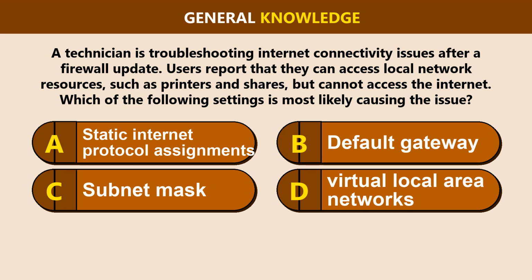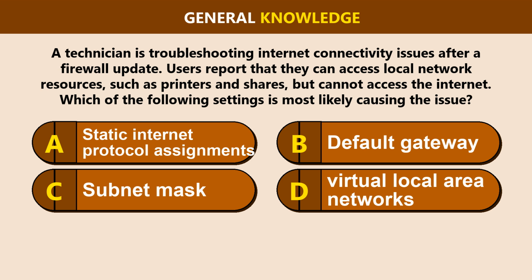Question 45. A technician is troubleshooting internet connectivity issues after a firewall update. Users report that they can access local network resources, such as printers and shares, but cannot access the internet. Which of the following settings is most likely causing the issue? Option A, static internet protocol assignments.